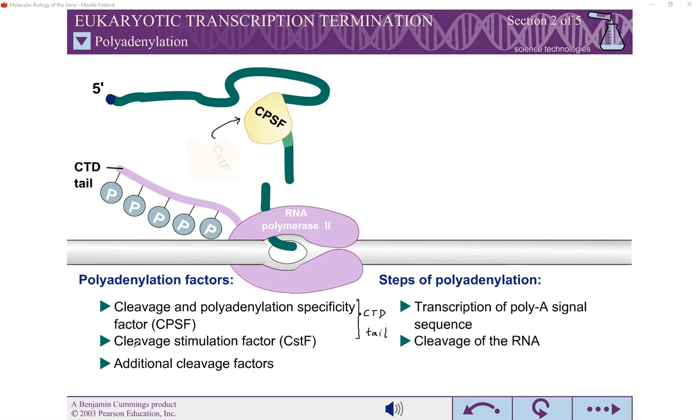Note the name of CSTF, cleavage stimulating factor. So this is the factor that would be stimulating the cleavage, and cleavage and polyadenylation specificity factor will be the one that will be activated. Once it is activated, it will cleave. Next point. Just a second. Moving forward.